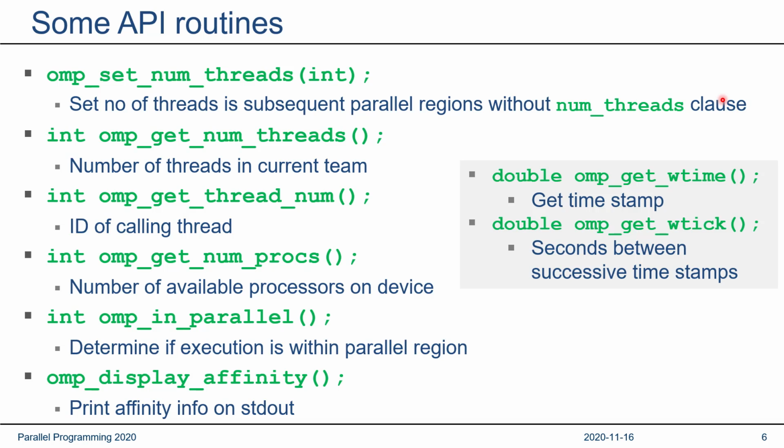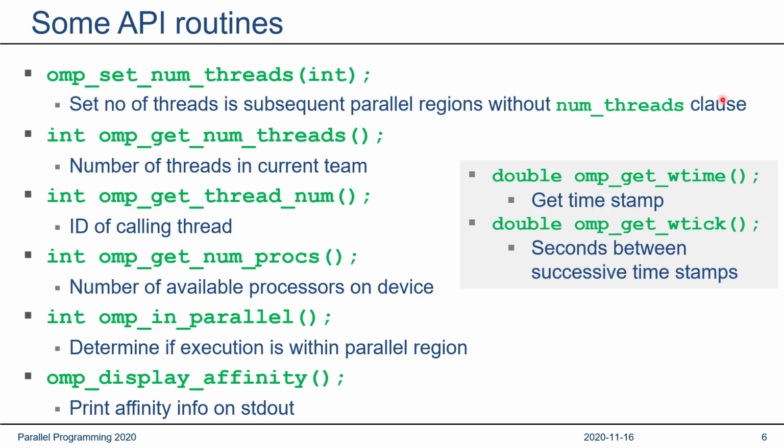So this is sometimes handy if you want to disable parallelism when you detect that you're already inside a parallel region. So then you don't want to open up any more threads, so you want to disable it. That's where omp_in_parallel comes in. It's mostly useful if you write libraries. omp_display_affinity is a way that's very similar to the affinity variables I showed you in the slide before. It just prints the affinity info on the standard output.